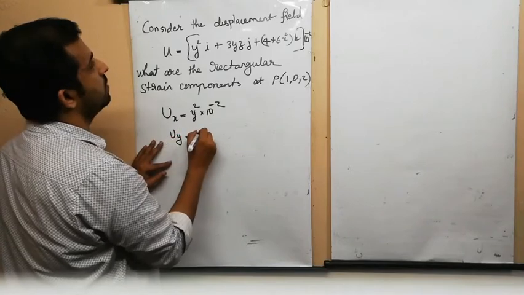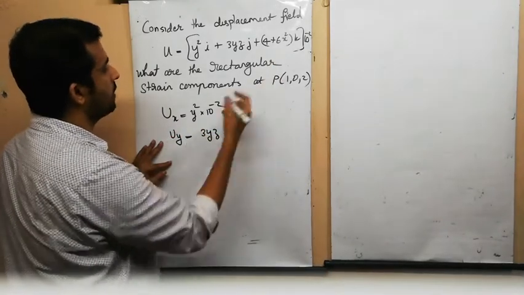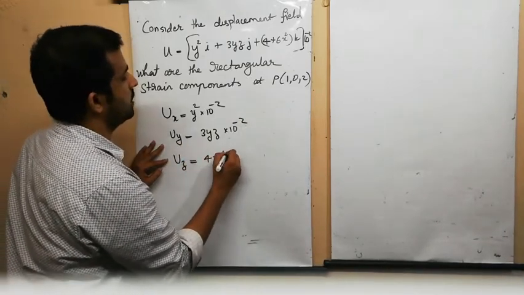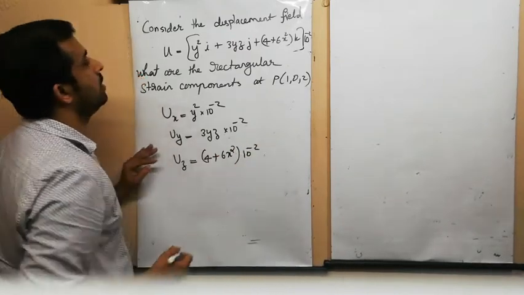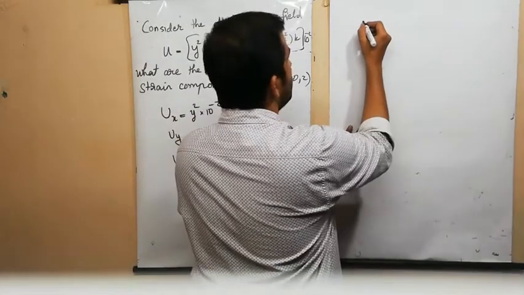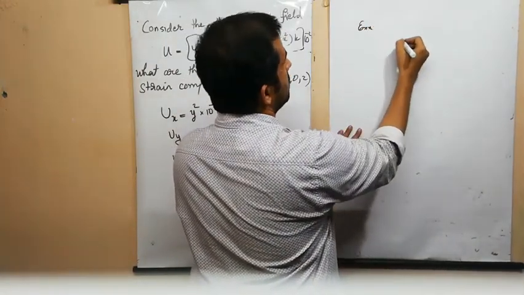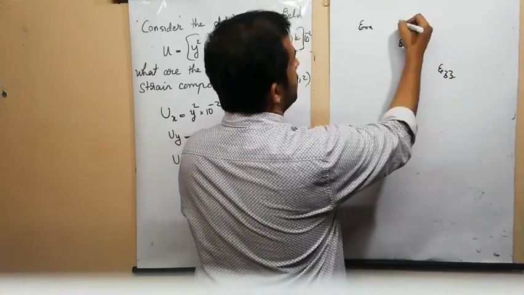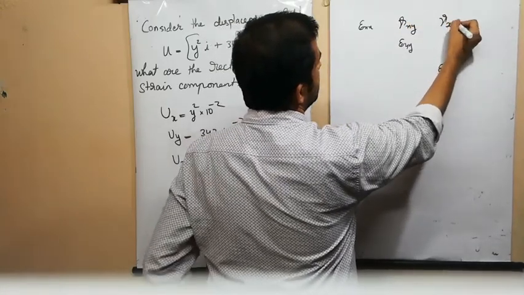Uy is equal to 3yz into 10 power minus 2. Coefficient of k, uz is equal to 4 plus 6x square into 10 power minus 2. Now, rectangular strain components. The rectangular strain components are epsilon xx, epsilon yy, epsilon zz. In terms of gamma, we are writing this gamma xy, gamma xz.